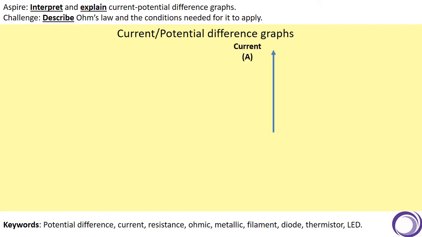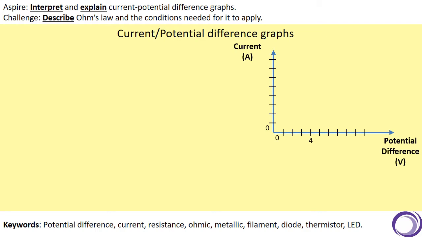So current goes up the y-axis and potential difference. That's why it's called a current potential difference graph. So we've got voltage along the x-axis and current up the y-axis. So there's the origin in the corner there. So we could have some values on.